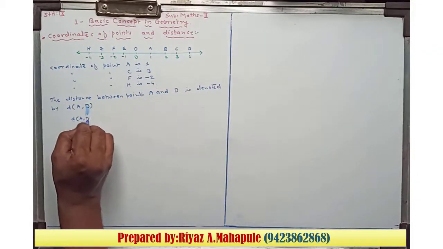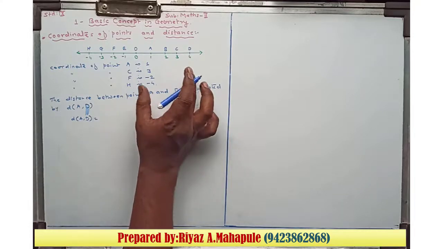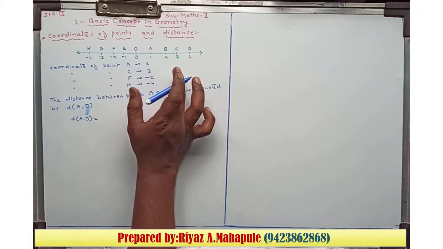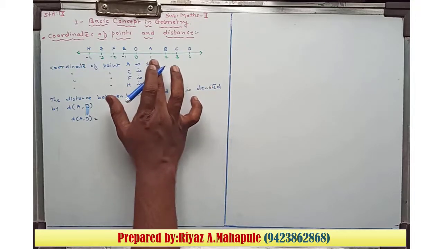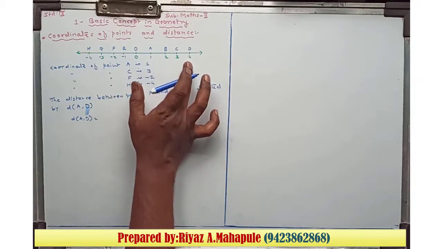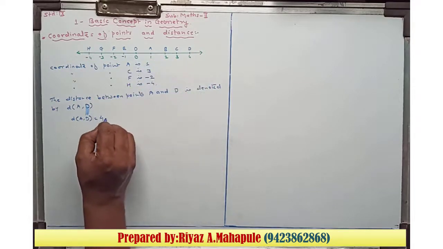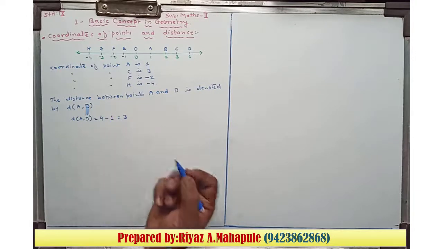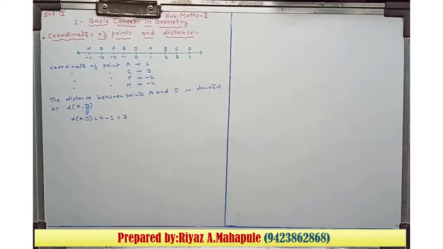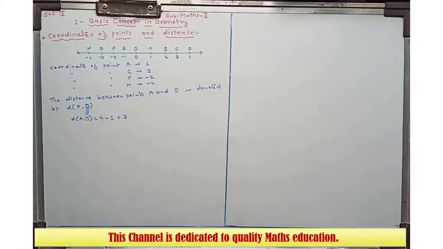So the distance of AD we can find by subtracting their coordinates. Distance is always positive, so we have to subtract the smaller coordinate from the greater one. Here the greater coordinate is 4, so we subtract 1 from 4. You will get 4 minus 1, which is equal to 3. So this 3 is the distance between the points A and D. The distance between 2 points is obtained by subtracting the smaller coordinate from the larger coordinate.